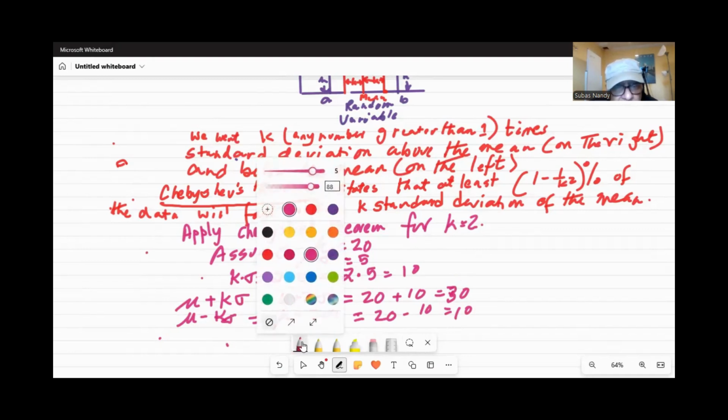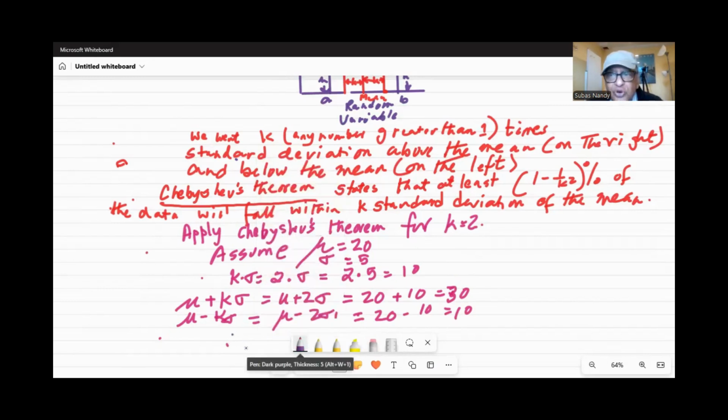Okay, so let's change the ink further to make this a little more interesting. Bear with me for a minute. Do not quit. I will explain what Chebyshev's theorem means. I started with mu equal to 20, sigma equal to 5, k equal to 2. So I went 2 standard deviations to the right of the mean, 20 plus 10 is 30, and 2 standard deviations to the left of the mean, which is 20 minus 10, is 10.